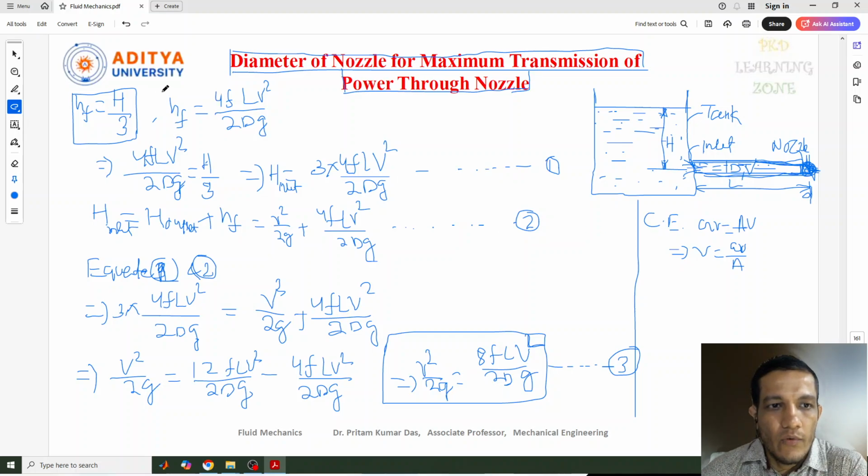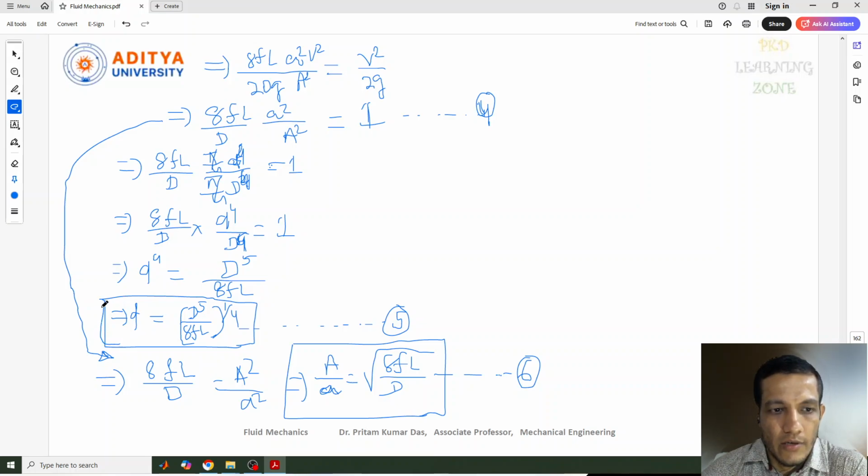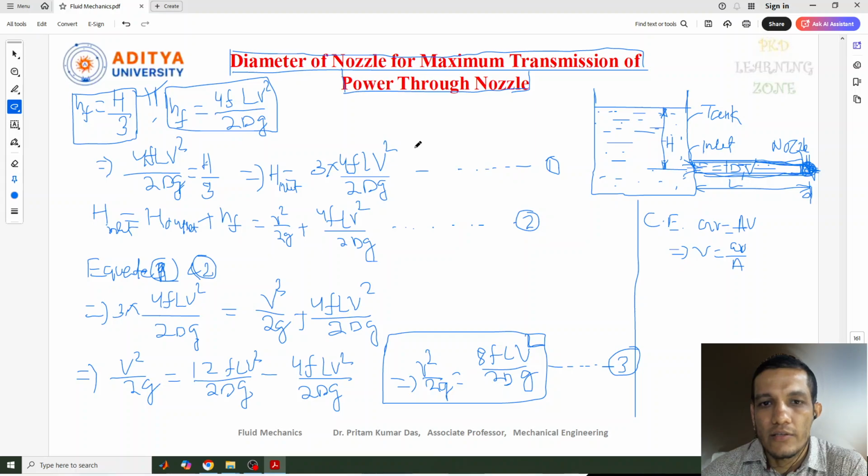So these are the equations we derived previously for the condition of maximum power transmission. What is the condition required? There we got HF equal to H by 3, and from there we started our equation. This is our major loss equation, or head loss equation, through the pipe, and finally we got this equation, and from this equation also we can calculate the value of the diameter of the nozzle. So I hope you understand this theory concept of the diameter of the nozzle for maximum transmission of power.